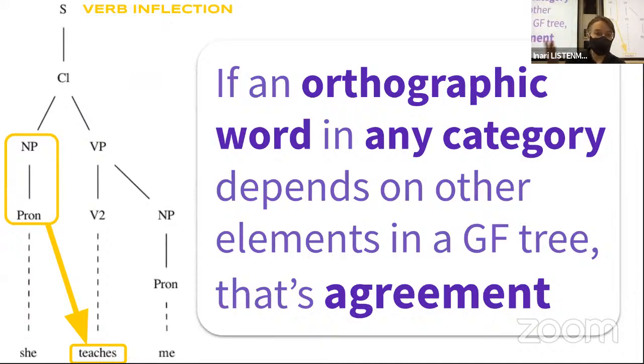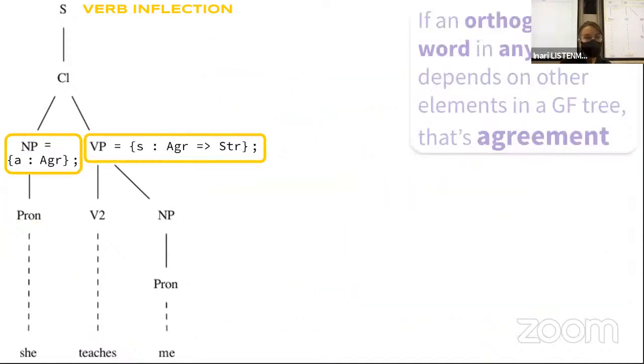So this is what we've seen. This is the verb inflection, where we have a string teaches, and that form depends on this noun phrase that is another element in the GF tree. In GF, the inflection table contains different inflected forms of teach, and the NP's agreement chooses one. So this is super basic. We've seen this several times.